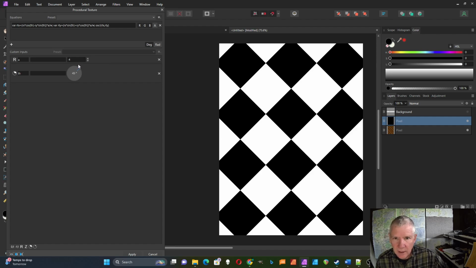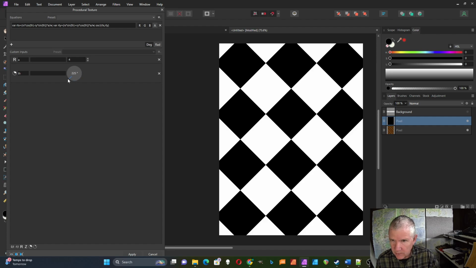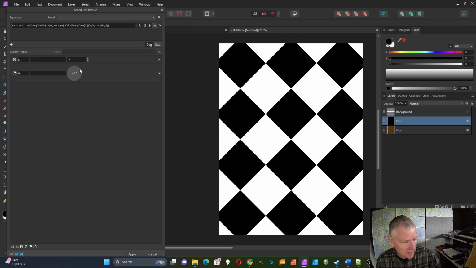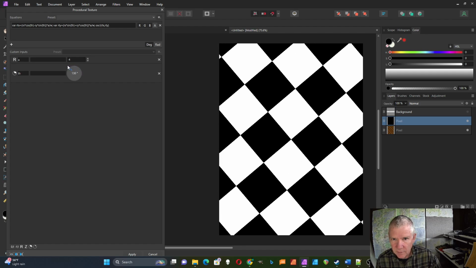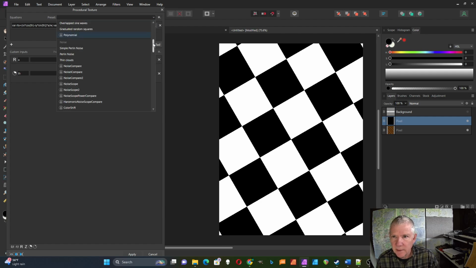Now this control you can either rotate by 45 degrees, or if you hold the Shift key down, you can rotate it to any arbitrary angle. You can also go in here and type in a number and have it rotate to that value.